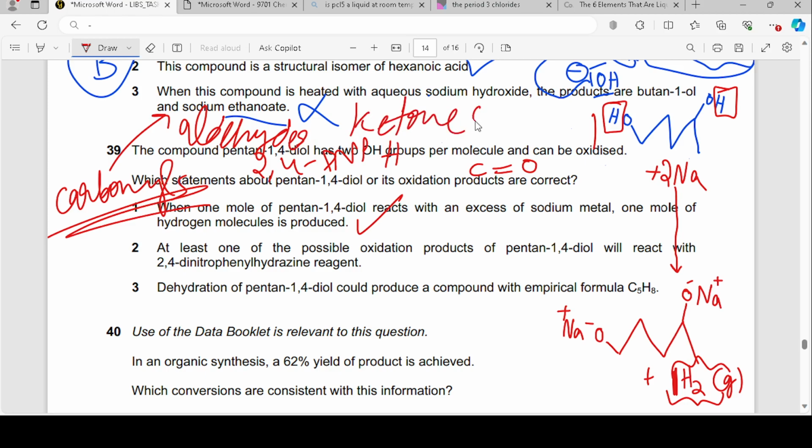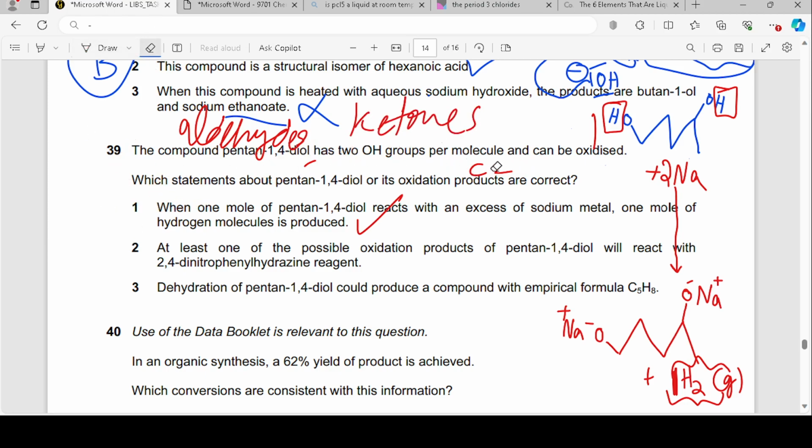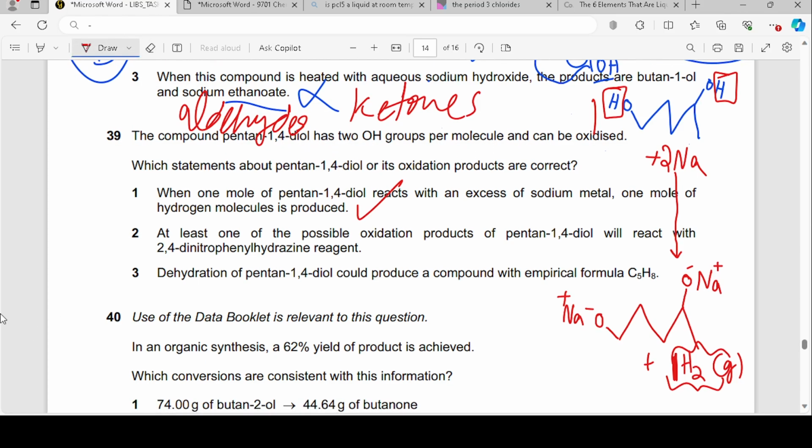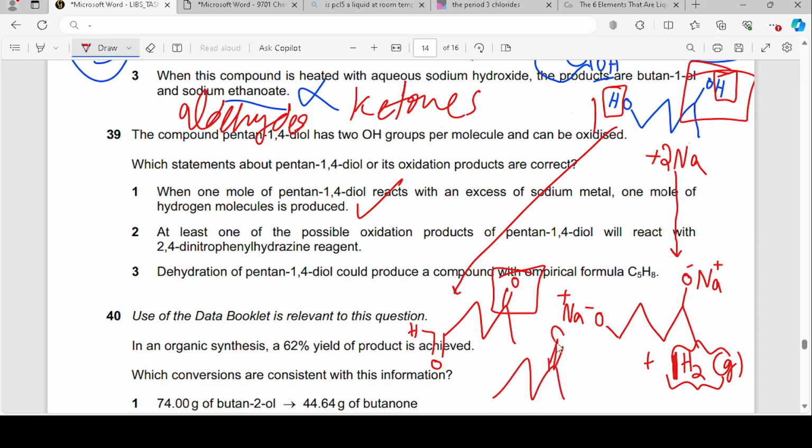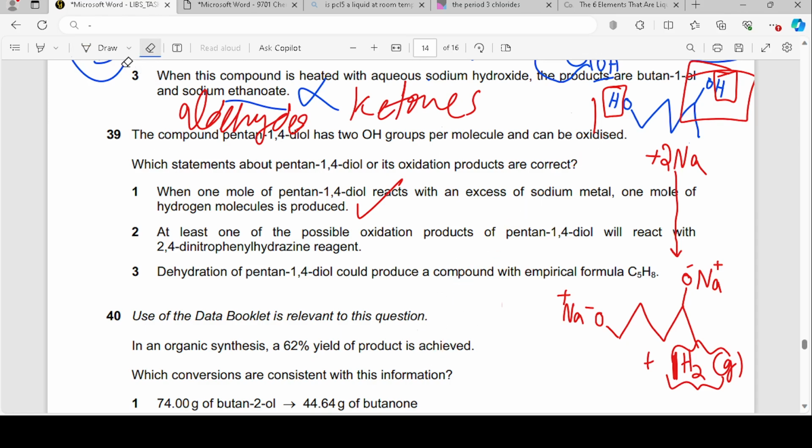Would any of the oxidation products of pentane 1,4-diol be an aldehyde or a ketone? Yes. If you mildly oxidize it with, say, potassium dichromate rather than potassium manganate, and only gentle heating, you could get an aldehyde, something like this. On the other hand, oxidation of this secondary alcohol would always give you a ketone, whether with potassium manganate or potassium dichromate, with strong heating. So you definitely do get aldehydes and ketones as possible oxidation products. So to say that at least one of the possible oxidation products will react with 2,4-DNPH is a true statement, because you can get a positive test. So 2 is a correct statement as well.